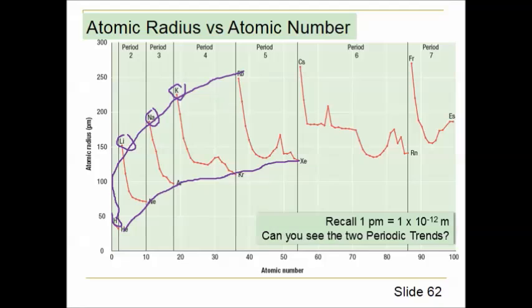Now, what about within a period? Can we see within a period on this graph that the radii generally decrease? Well, if we take period number 2, that would start with lithium, and it would go down to neon.